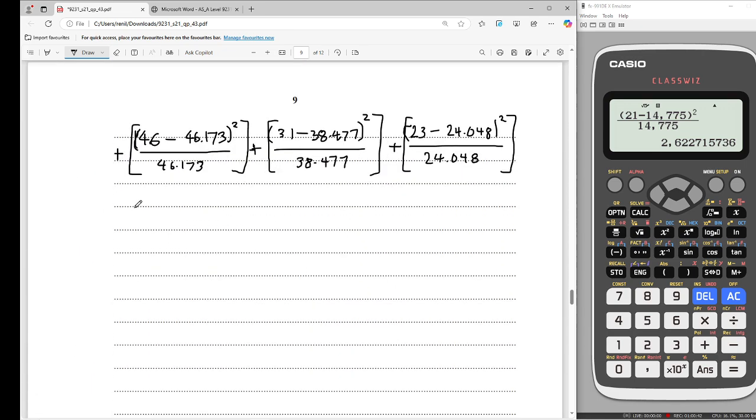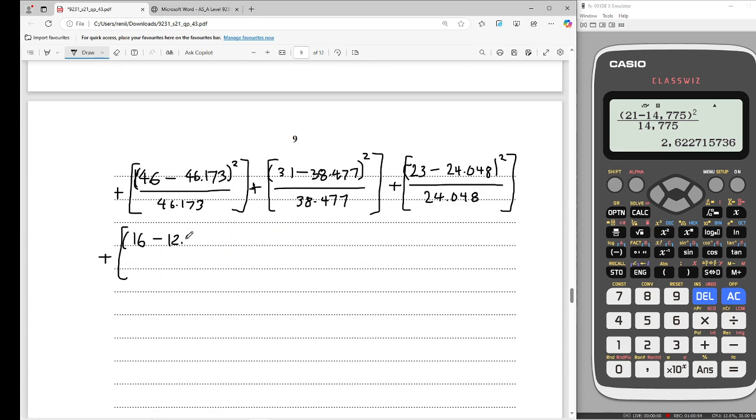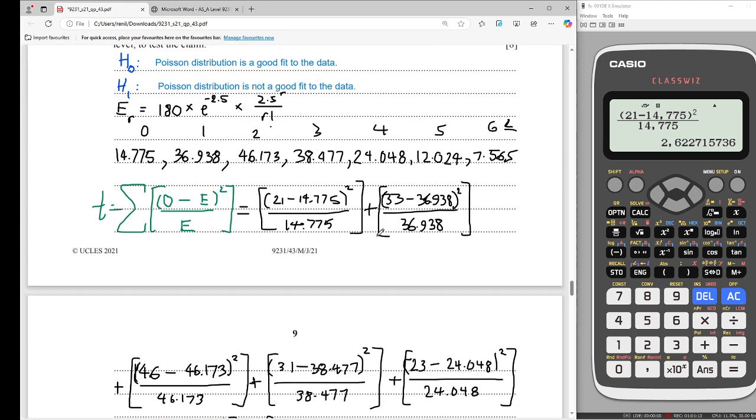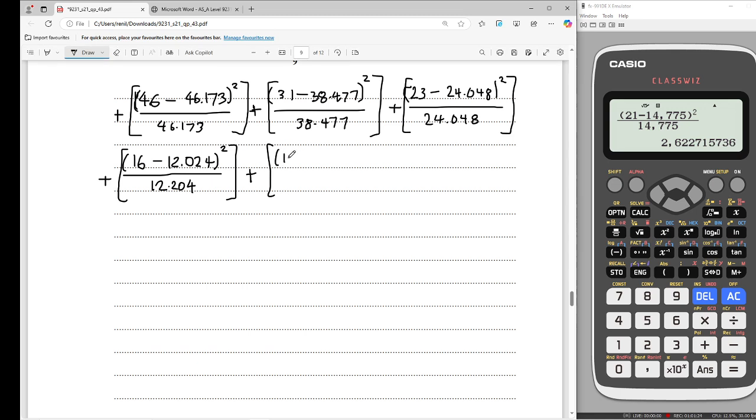Now when r equals 5, observed becomes 16. So let's just add this on with 16 minus expected, which is 12.024, whole square, divide this with 12.024, then add this on with r equals 6 or more, so it's going to be 7.565. Combining these two frequencies gives us 10, so it doesn't matter. So we have here 10 minus 7.565, whole square that difference, whole divided with 7.565.